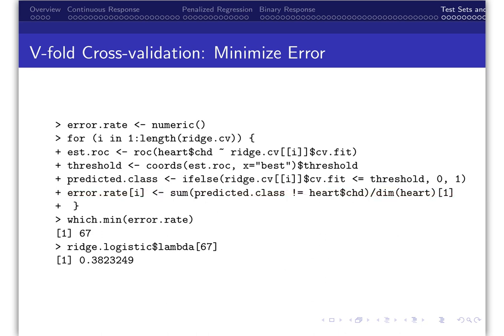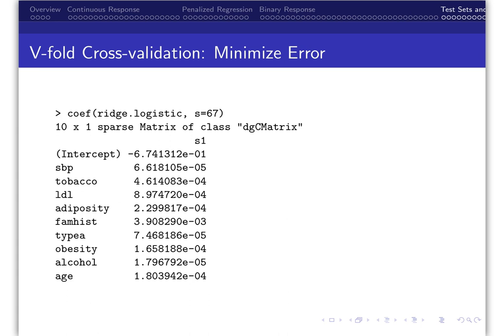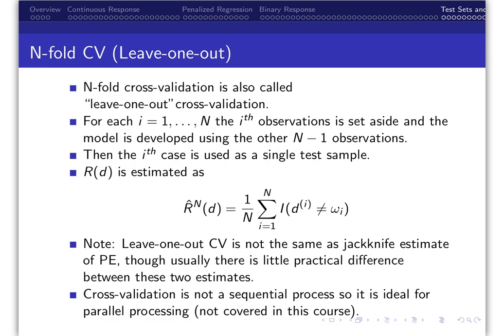In this case, the 67th value of lambda minimized the prediction error, where the threshold used for calling an observation CHD versus not CHD was selected using Youden's index. That corresponding value of lambda is 0.38. The estimated coefficients corresponding to that model attaining the minimum prediction error are listed here.